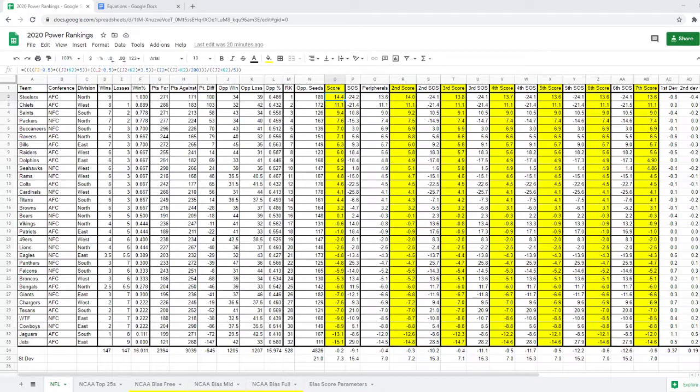Very interested to talk about this with y'all because I've been showing these power rankings to a lot of people, and a lot of people have been wondering, wait, how in the heck are you determining these scores for these teams? Well, here's exactly how it's working.